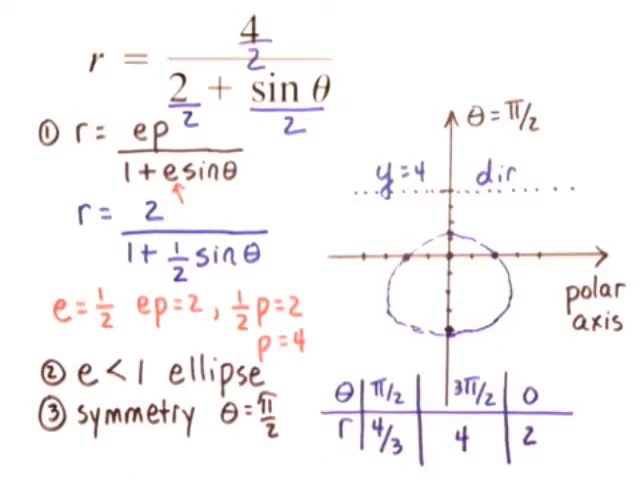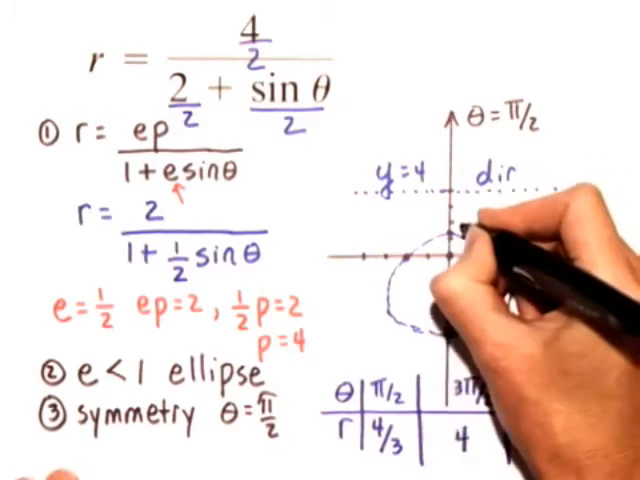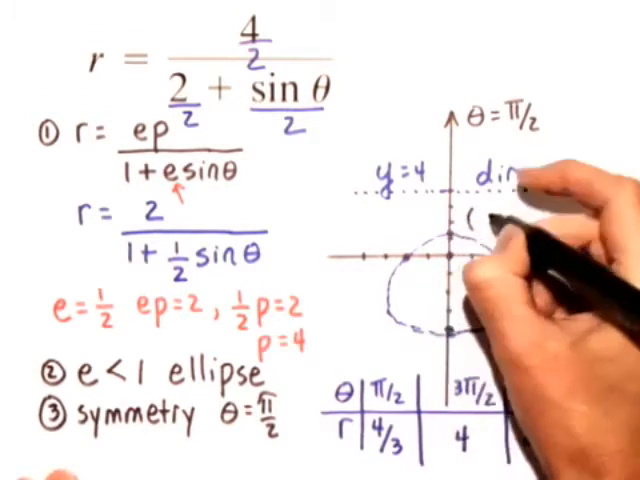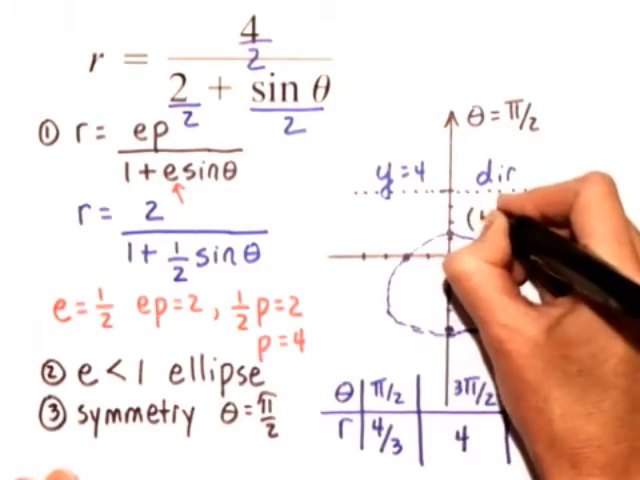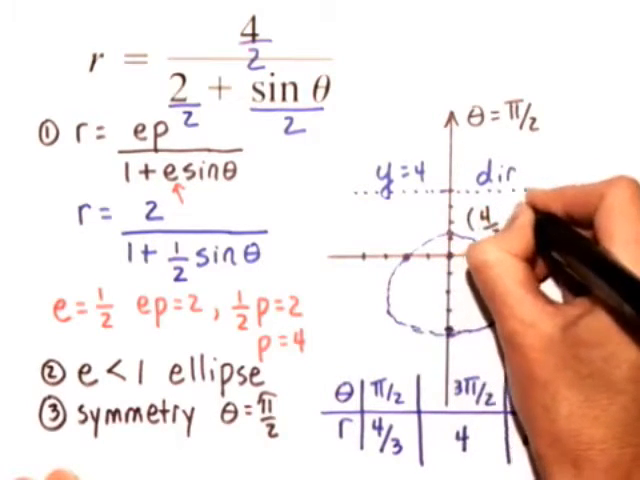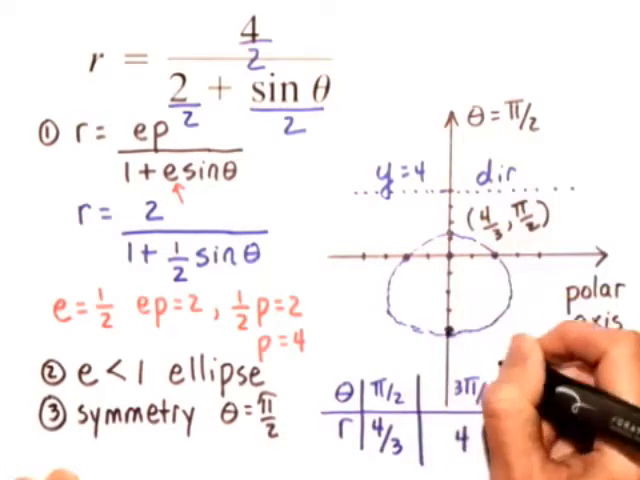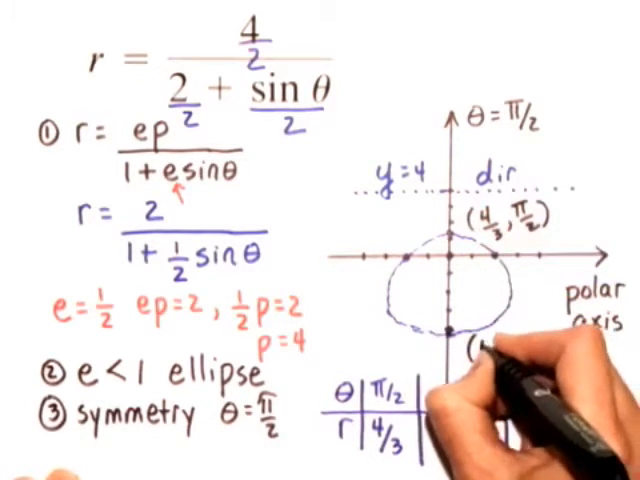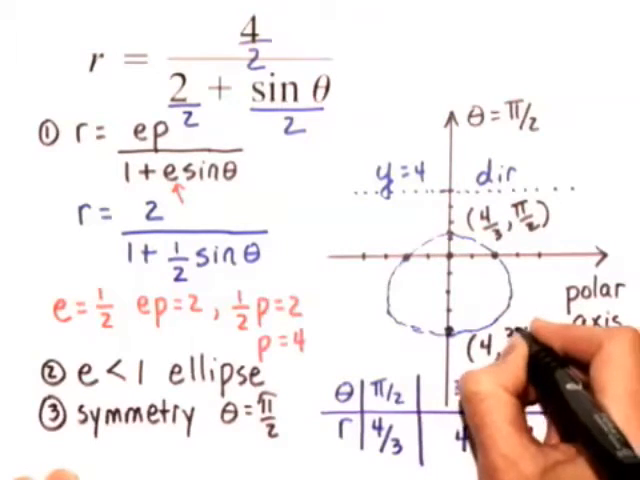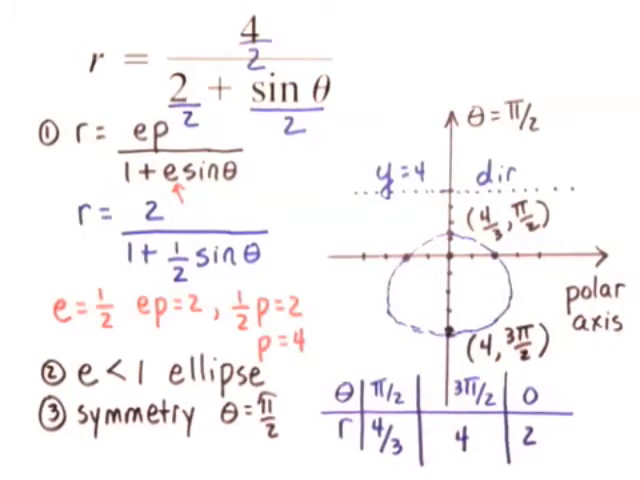I'm going to label a couple points on this. This vertex is (r, theta), which is (4/3, pi over 2), and this other vertex is (4, 3 pi over 2). That's the graph of our conic section.